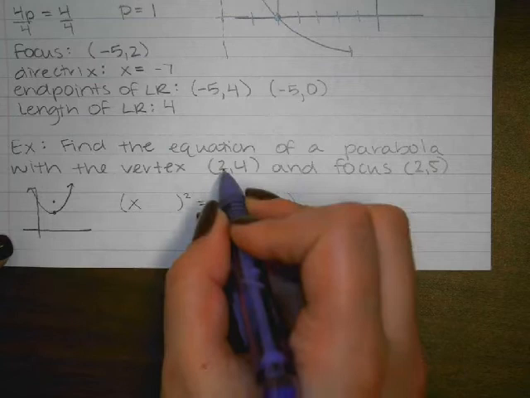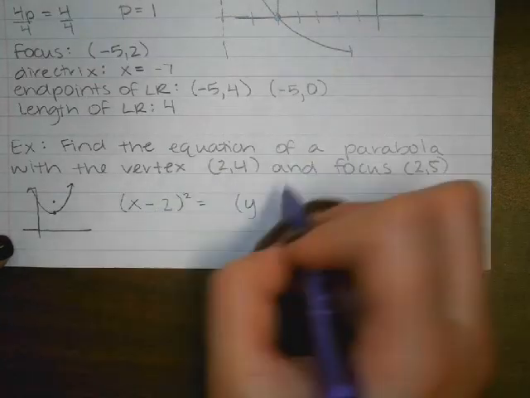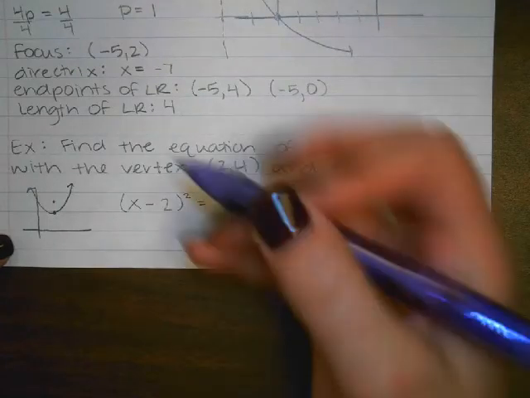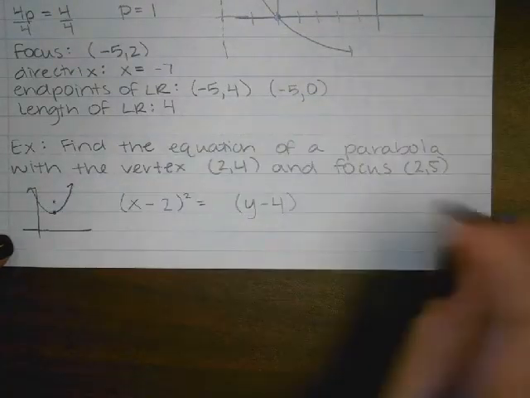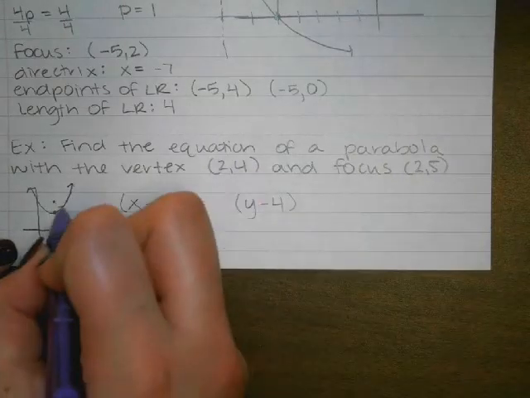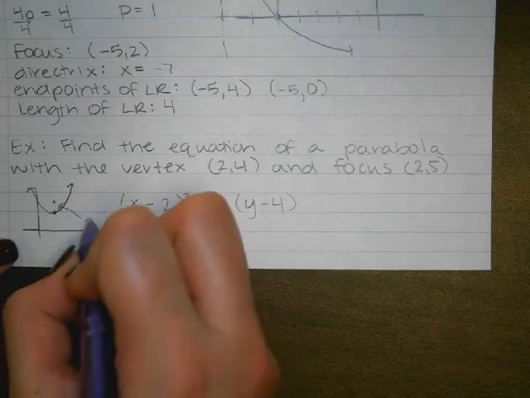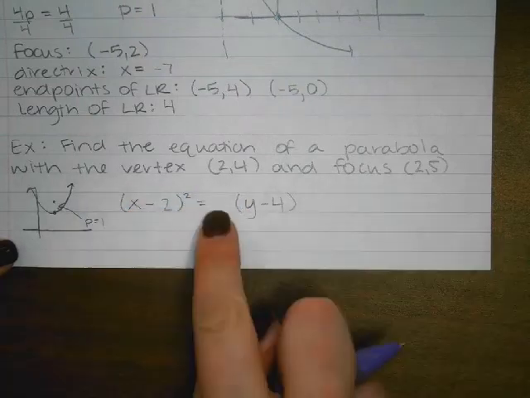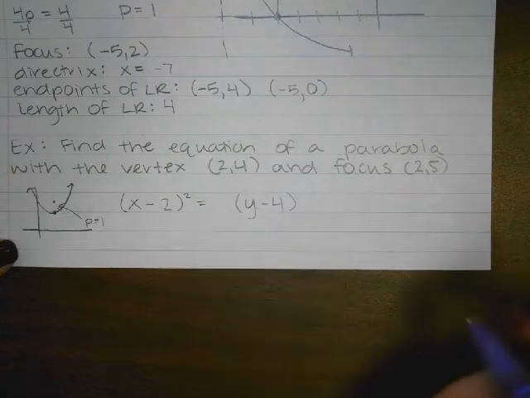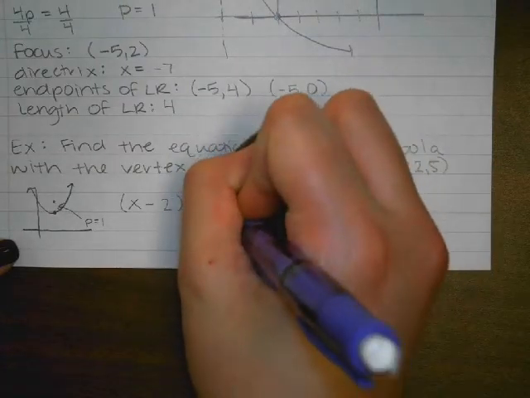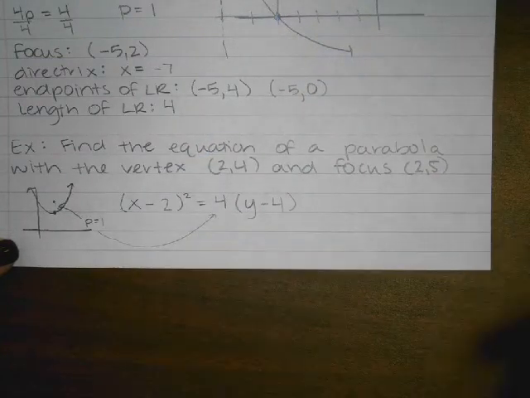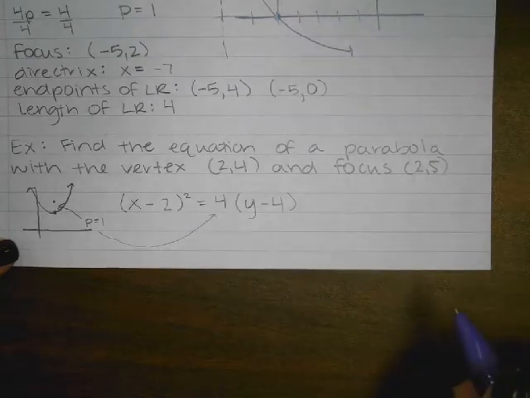So the vertex is 2, 4, so that should be minus 2 and minus 4 to make a positive 2 and a positive 4. I know that this distance right here to go from 4 to 5 is a distance of 1. And so that part right there tells me that p equals 1. So since this part right here is supposed to be 4p, then 4 times 1 is just 4. All right. And I'm done. That was all I had to do.